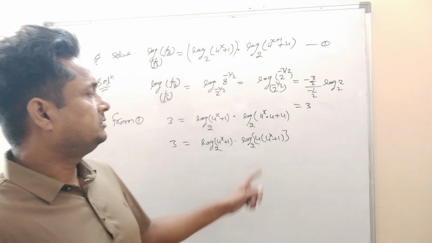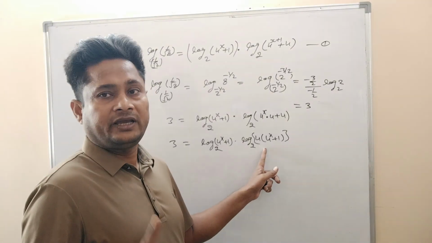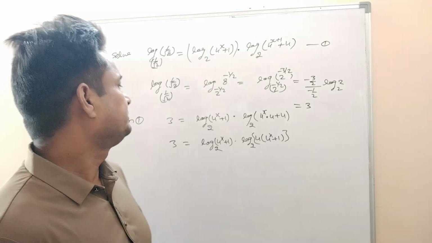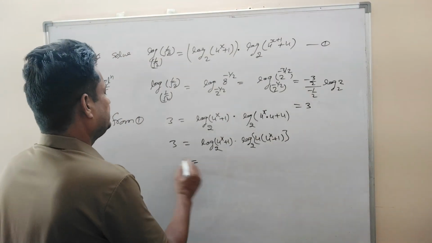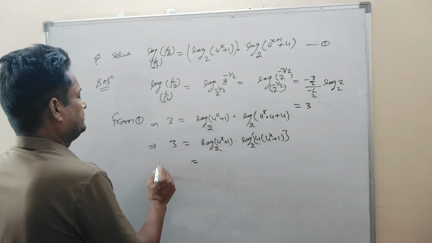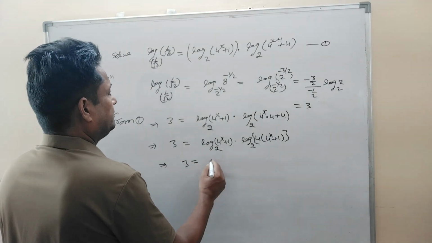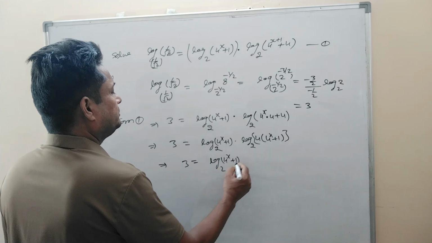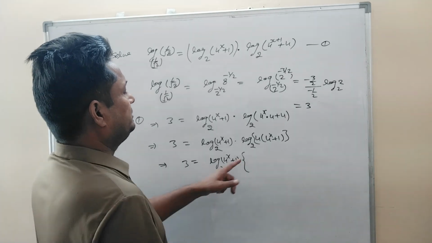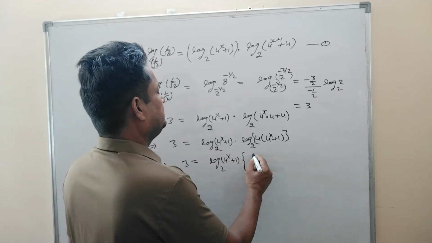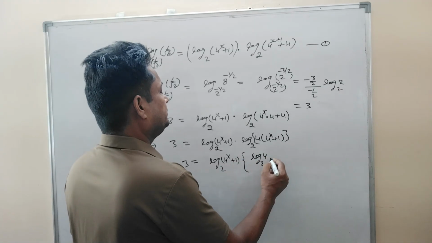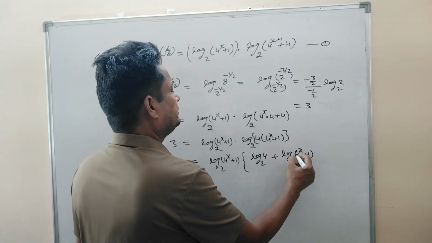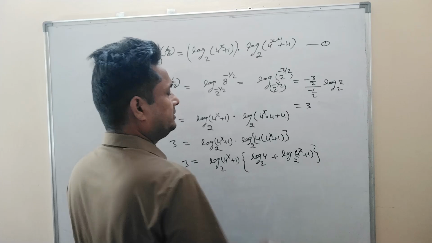And now use the property. What? Log m into n will be equal to what? Log m plus log n. So this is equal to 3 is equal to log of 4 to the power x plus 1 base 2, and this can be written as how much? Log of 4 base 2 plus log of 4 to the power x plus 1 base 2, right?